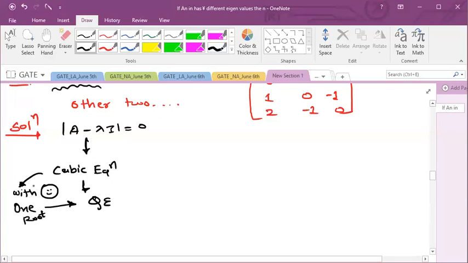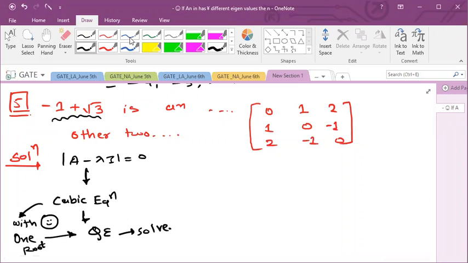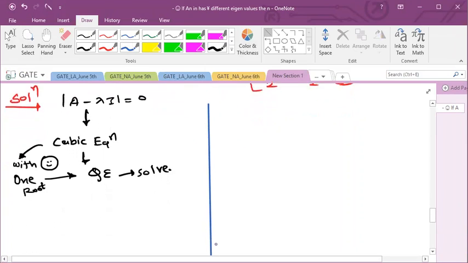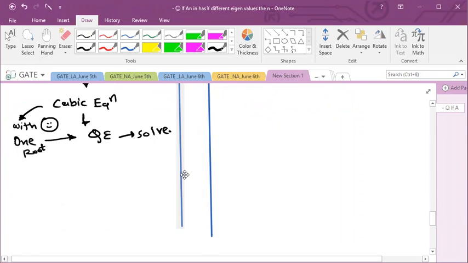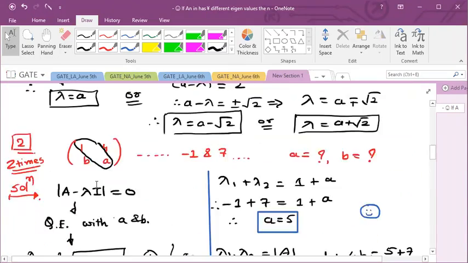So this cubic equation can be converted to a quadratic equation. If -1 plus root 3 is an eigenvalue, then to find the other values we have to solve this quadratic equation and it will give you the other two roots. Definitely this method is going to become more lengthy. This is your conventional method. If this is your college exam, you can solve with this method and you will get your marks. But in GATE, this method will be time consuming.